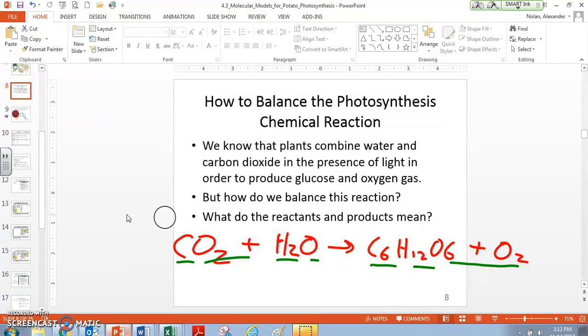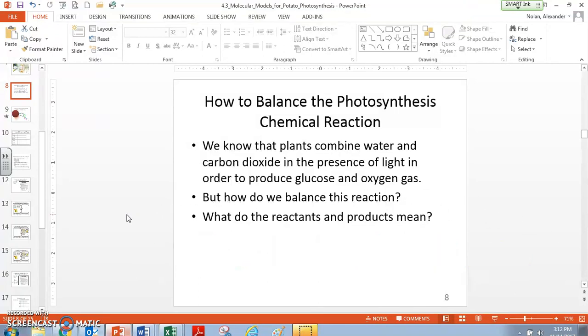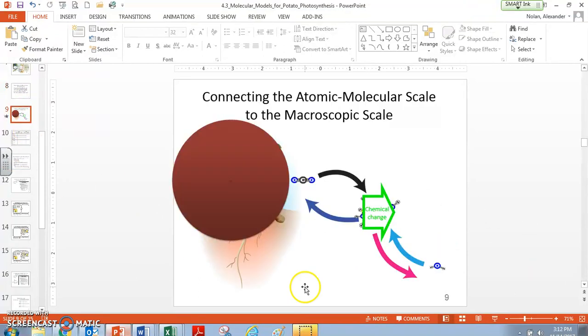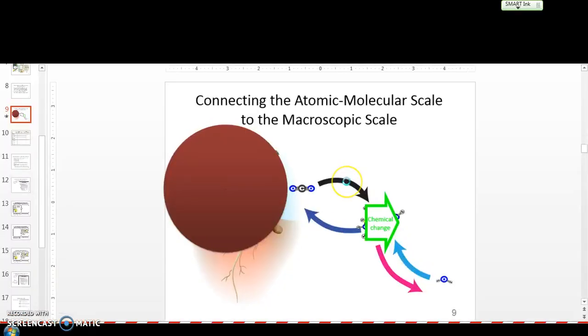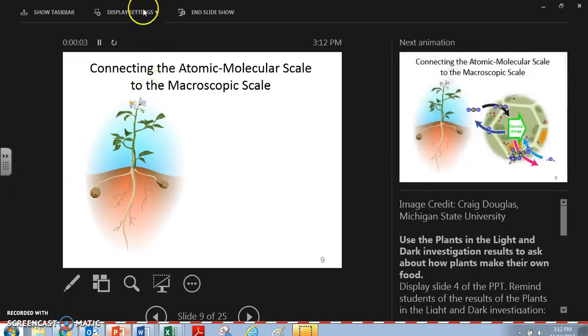And we also want to be able to say, what do the reactants and the products actually mean here? So I want to look at a little animation, just to give us a sense for how we connect the macro scale to the nano or micro scale. How are we supposed to connect these together?